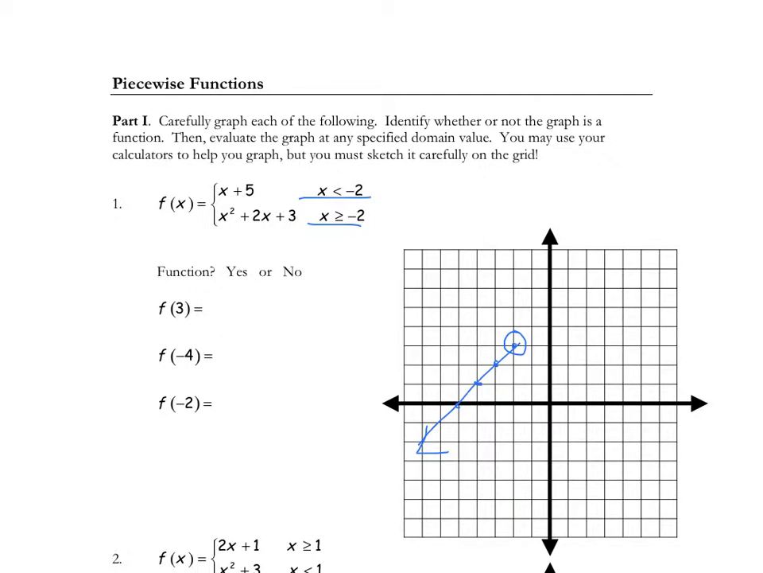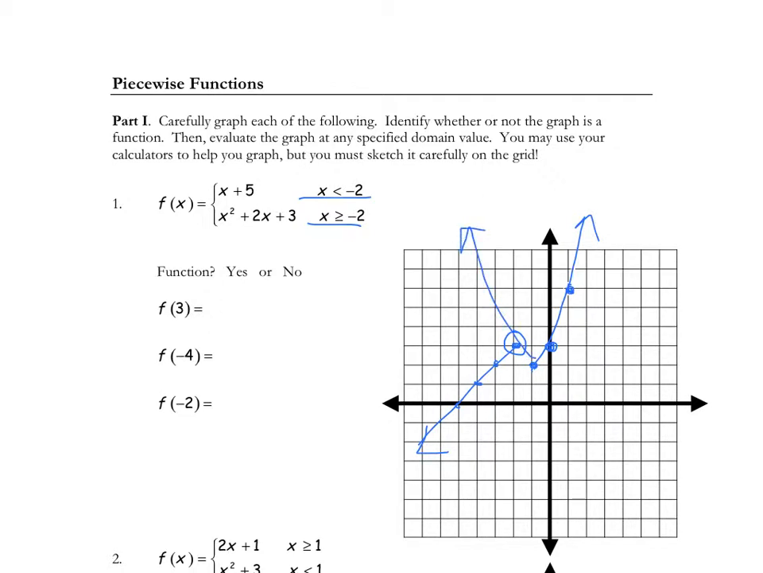The next piece is a parabola. I know that it has a y-intercept of 3. When I plug in 0, I get 3. When I plug in 1, I get 6. When I plug in -1, I get 2. And when I plug in -2, I get 3. And now I notice that it is symmetric, that this point right here, -1, 2, must be my vertex. If I connect those, I notice that my parabola would be like that.